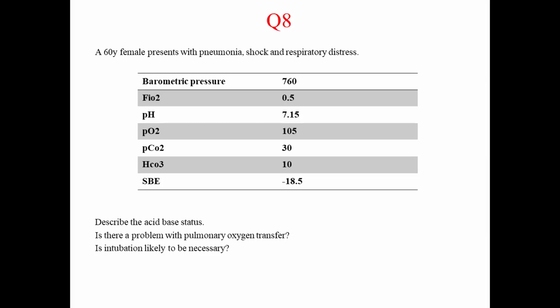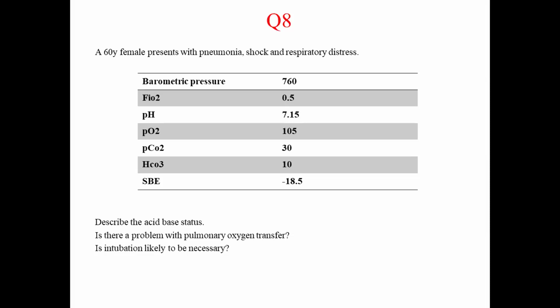So pneumonia, shock, and respiratory distress. Okay, since they have not given any data for further calculation, what would be your primary thing?